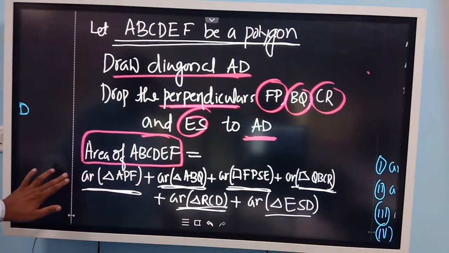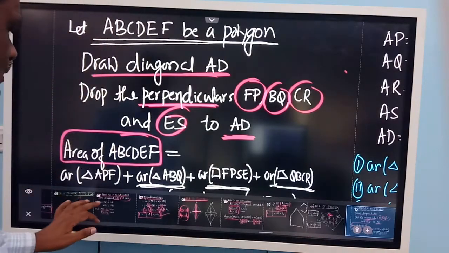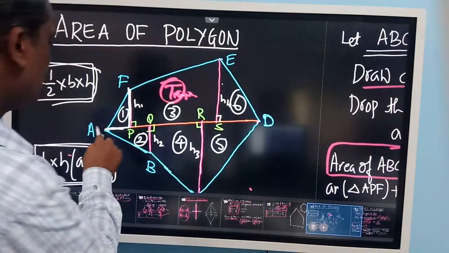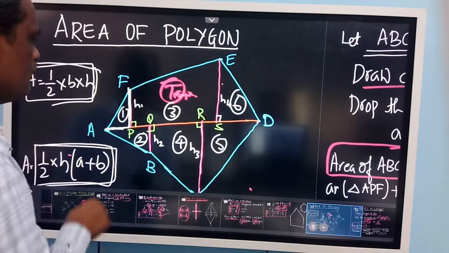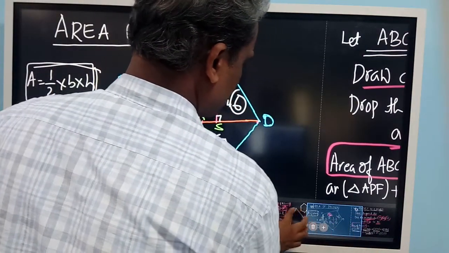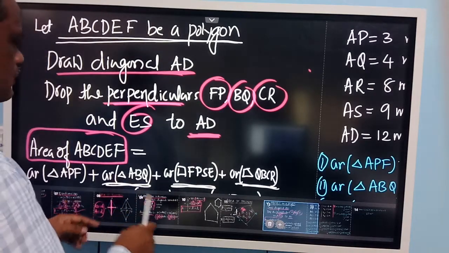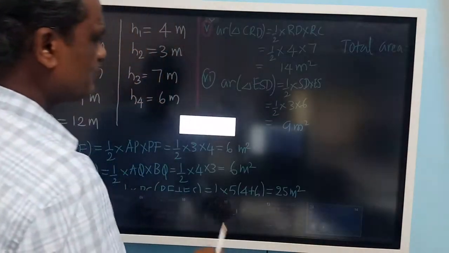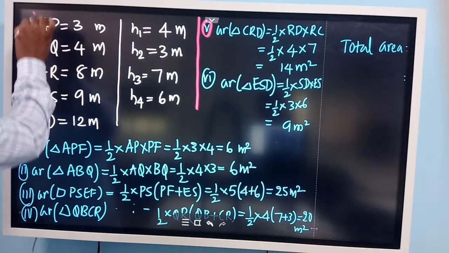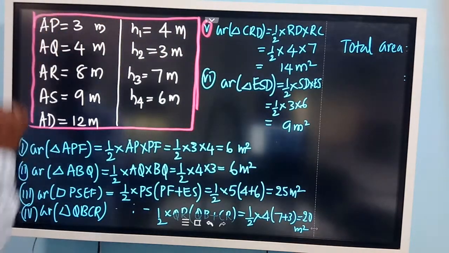Okay. Now you need to apply the formula for triangle APF. So how to find triangle APF? Half into base into height, AP into PF. Okay. So AP into PF. Let us apply the formula here. Look at this. And here I have taken some units. These are the measurements that I have taken here.